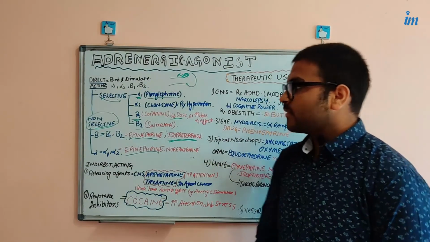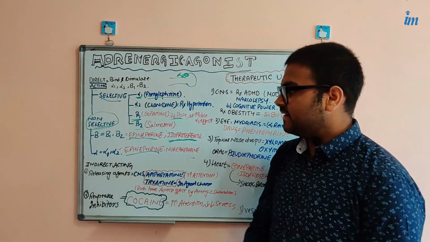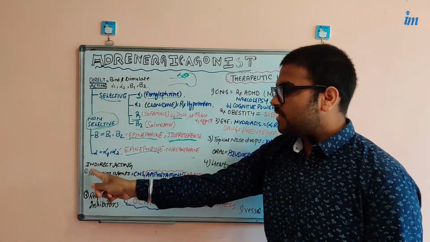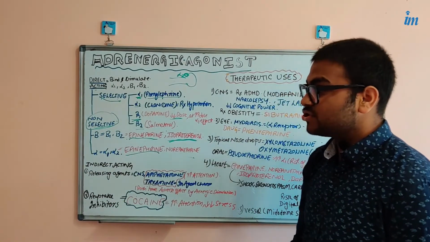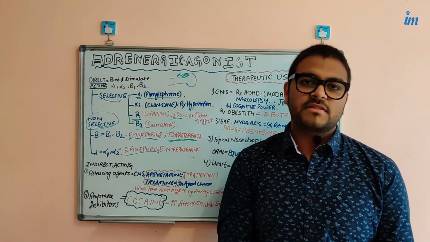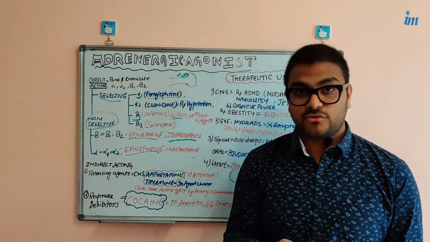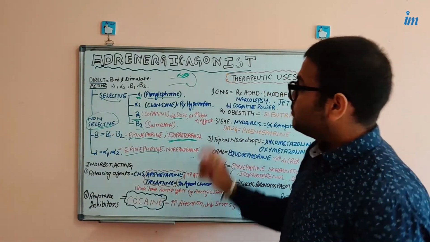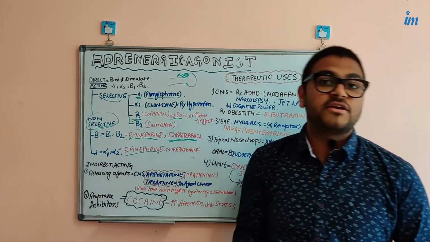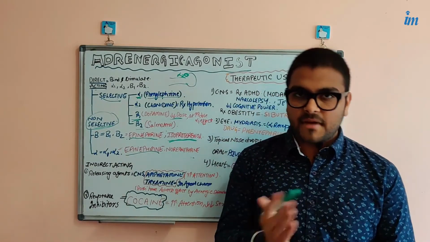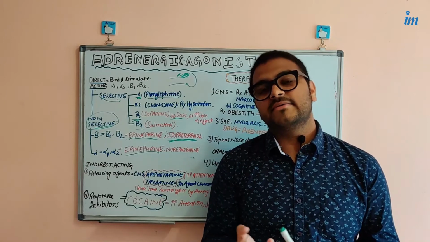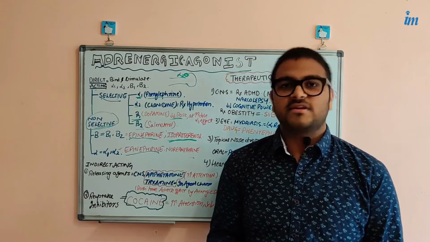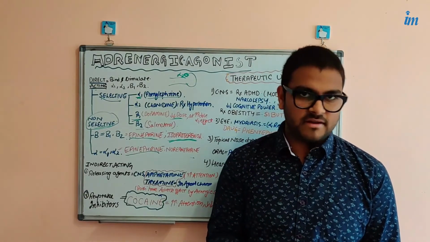Then we have indirect acting. Direct acting, we have completed selective and non-selective, and now we are coming to indirect acting adrenergic agonists. What is the meaning of indirect acting? They are not directly binding to the receptor and they are not producing an effect similar to norepinephrine. These drugs are not directly binding to the adrenergic receptor, but somehow they are causing an increase in the level of norepinephrine, the sympathetic neurotransmitter, in the synaptic cleft.